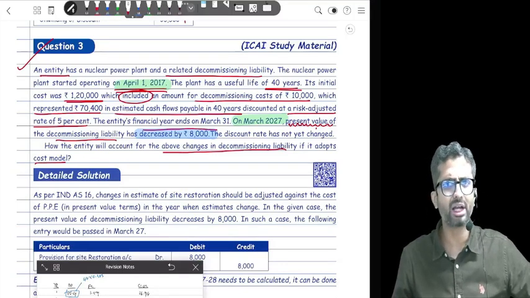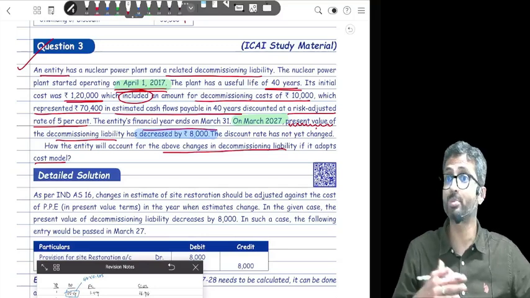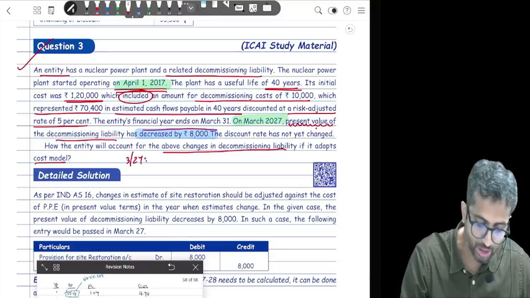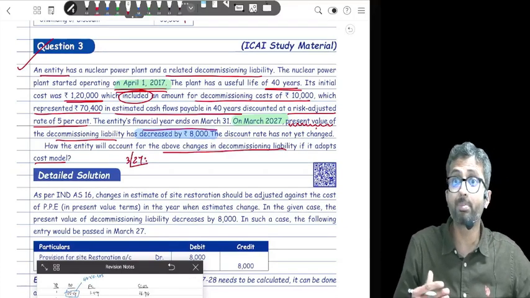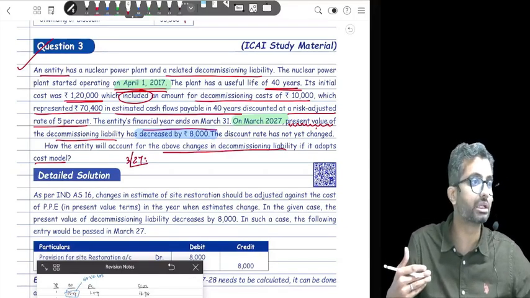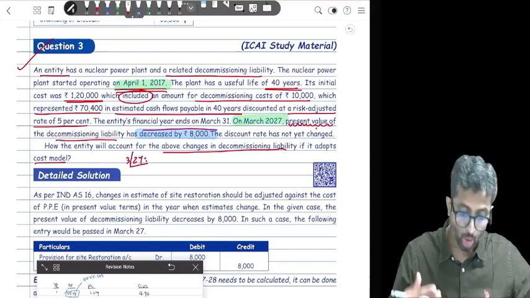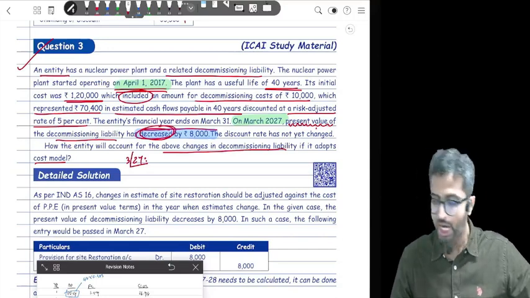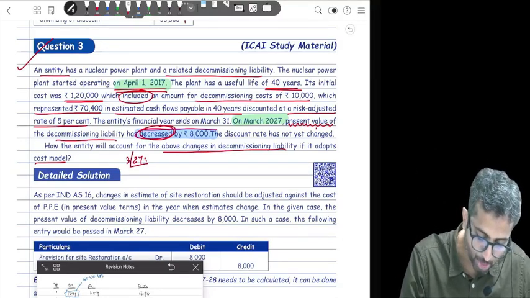Should you consider that or ignore it? Retrospective or prospective? Which means the effect will come in March 27 only. Achha, is the provision increasing or decreasing? Increasing or decreasing? Provision decreased by 8,000. Decreased by 8,000 means debit the provision, credit?